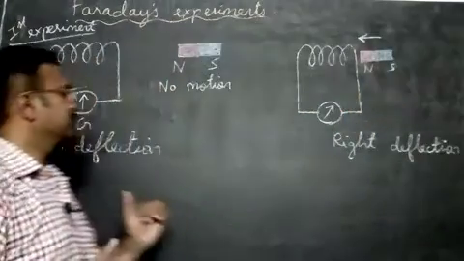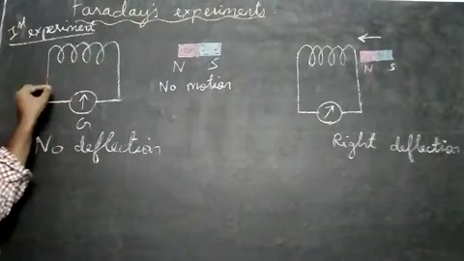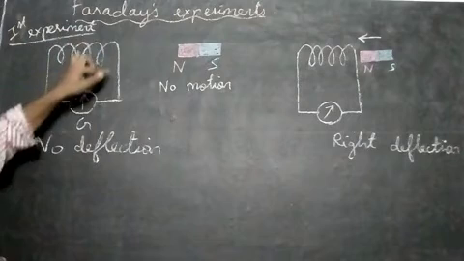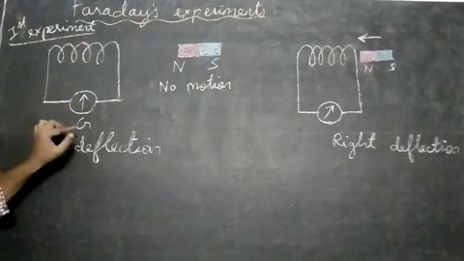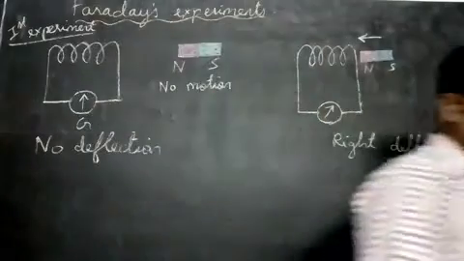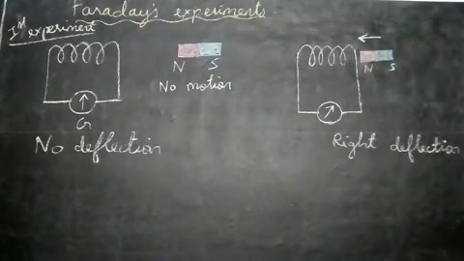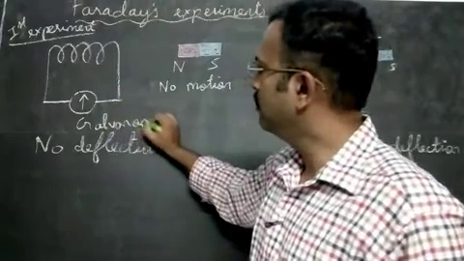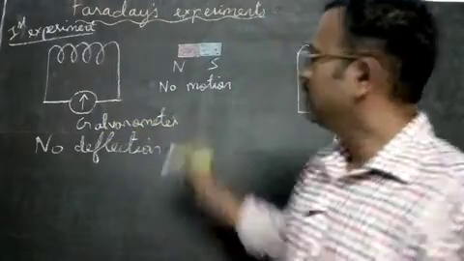In the first experiment, Faraday took a coil of wire. You can wind it over cardboard and then connect it to a galvanometer. A galvanometer is a device which will show the direction of current. Here G stands for galvanometer. It shows the direction of current.